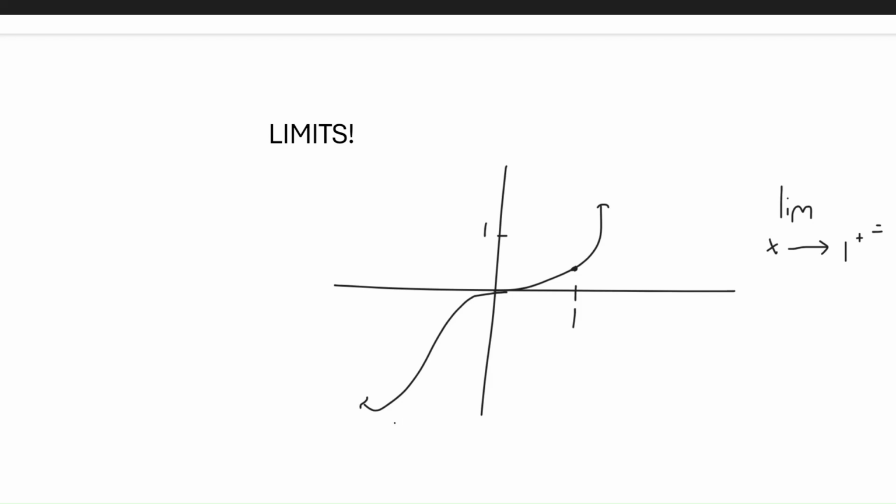Okay, now let's change it a little bit. Let's pretend the point is instead an open circle. And if you've already done a little bit of algebra, you know that this is called a hole, where an asymptote usually is, or just sometimes it's a hole in the graph.